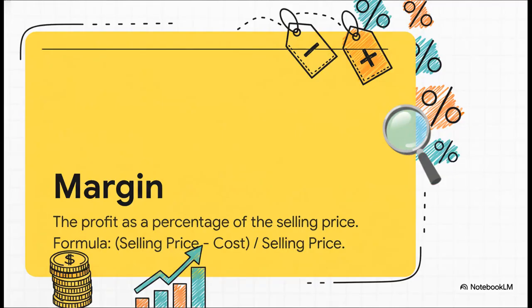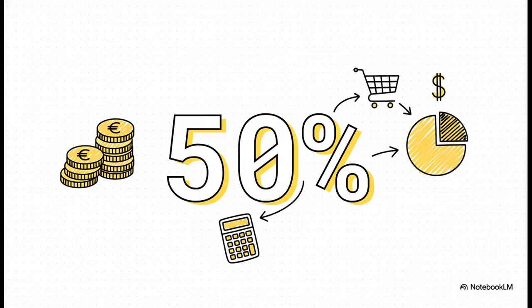Let's tackle margin first. The formula is simply the profit, which is just the selling price minus the cost, divided by the selling price. So this tells you what percentage of the final price you pay is actual profit for them. It answers the question of the money I'm about to give this supplier, how much of it is pure profit? Let's use a really simple example from our source material.